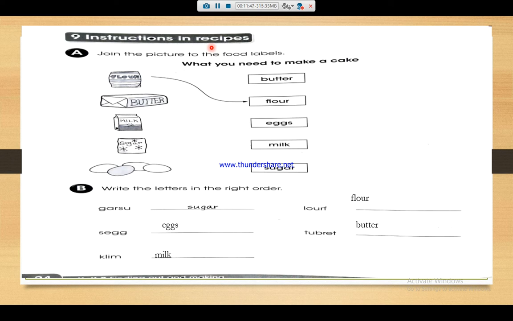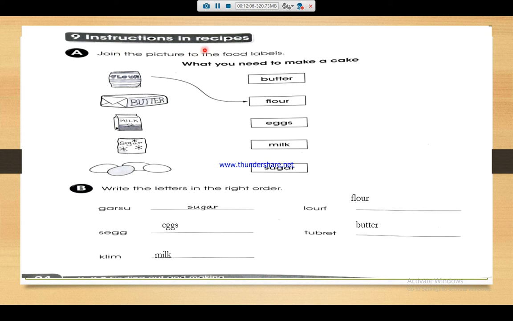Write the title, write the things that you need, write the steps or the methods for the recipe. And in page 23, you are going to follow the numbers and write them back on the line. Here in page 24, we are working with number 9, instructions in recipes.